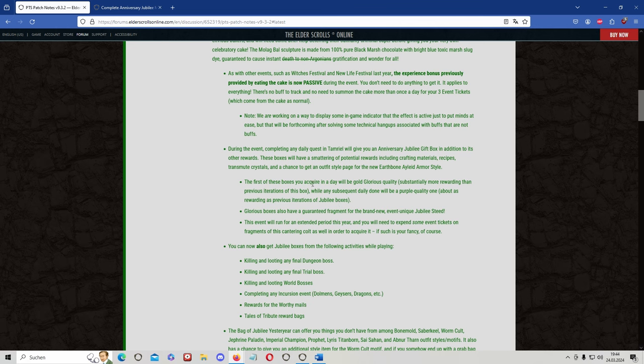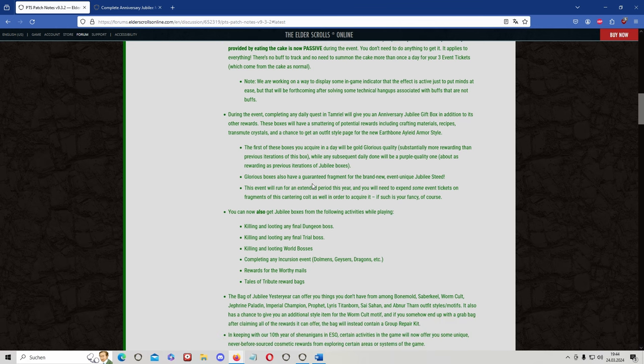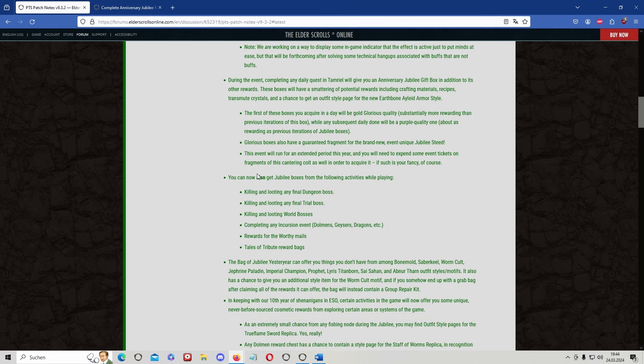The very big thing next to the prolongation of the event is that you will not only get the anniversary boxes on daily quests, but also normal in-game activities will reward you with such a Jubilee box. So killing a final dungeon, trial or world boss, doing dolmens or similar, even Tales of Tribute and Rewards of the Worthy, so even PvP players will be stacked with boxes. This change, next to the extension, will lead to a lot more boxes being looted than in previous years. This again will lead to a lot of market price crashes of the things dropping in these boxes, which I will come to later.